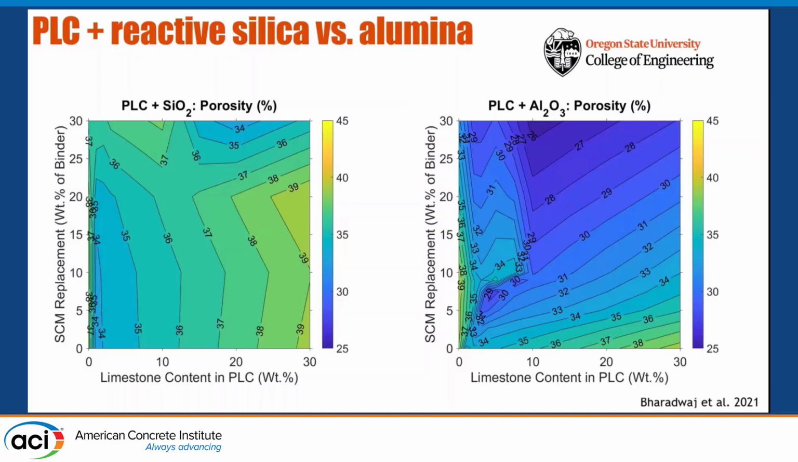But when you look at the case where you add a reactive alumina in the system, you can see that it has a huge benefit in reducing porosity. So if you look at this point, it's 30. If you look at the corresponding point in this one, it's 36. So you get significant benefits of reducing the porosity by just using some reactive alumina.